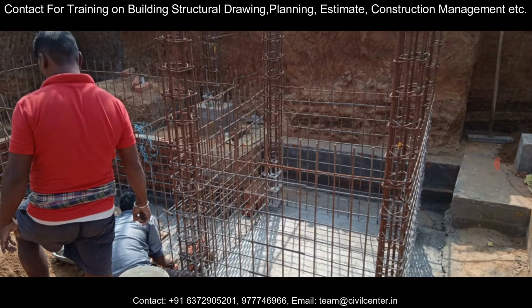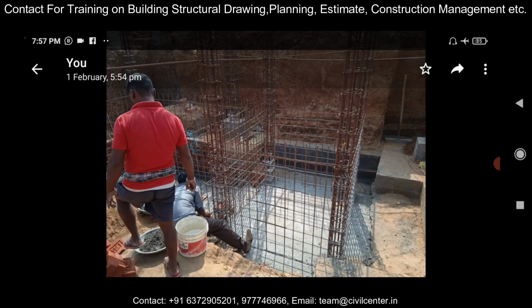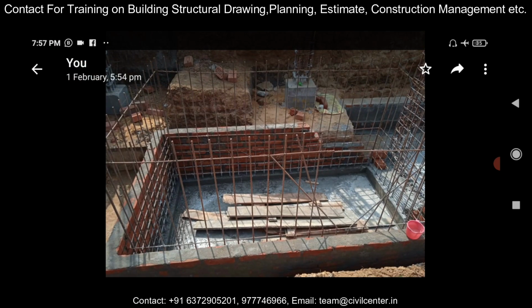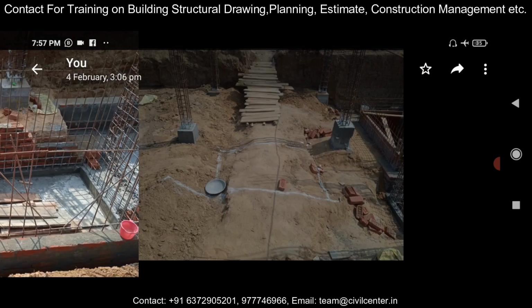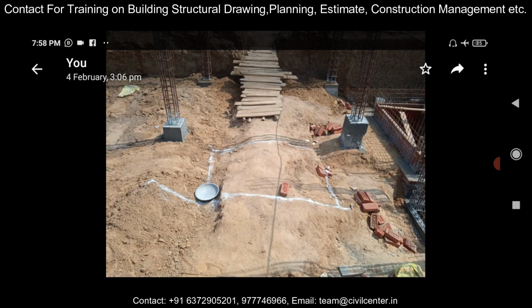As you can see, this is the reinforcement. The lift pit depth is given as 5 feet. A 5 feet lift pit depth is given, and after that we'll have the footing. This is the septic tank. 5 inch of RCC and 5 inch of PCC has been done here. And if you want to create additional soak pits, you can also create them after that.